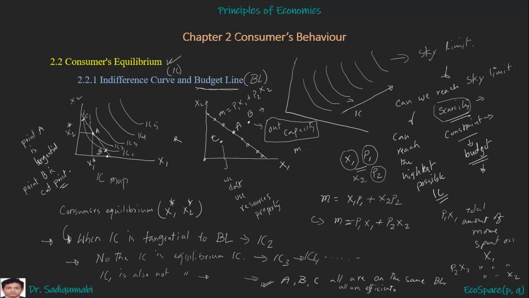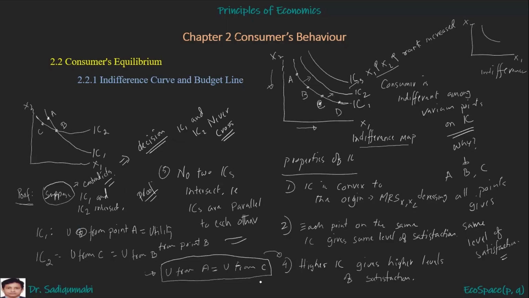Why? Because they are on the same IC, but they are cutting the budget line. So we can use the property. Look at this property. We can use this property to prove this. What is the property? Property number 4. So property number 4 says that higher IC gives higher level of satisfaction.